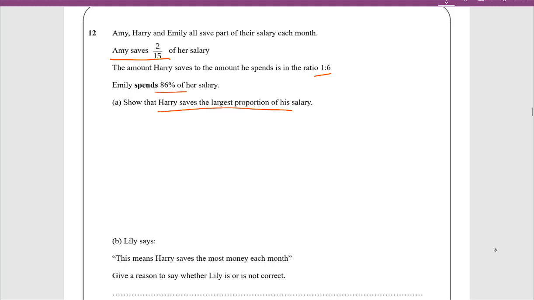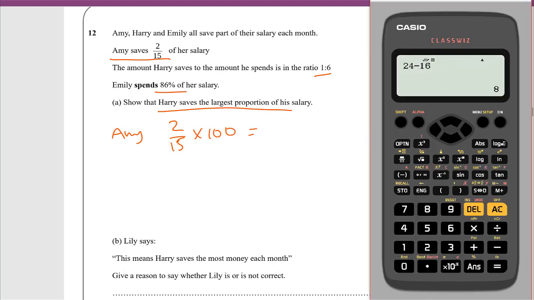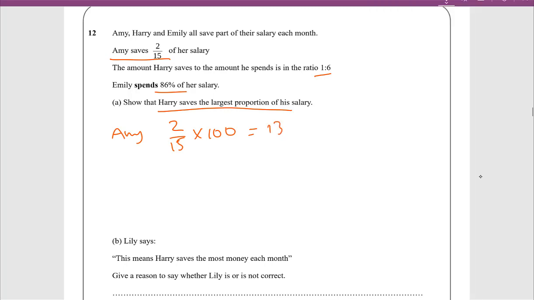So I need to find out how much they save in percentage. Amy saves 2/15 times 100. On the calculator, 2/15 using the fraction button, press the right arrow button, and then times by 100. That gives us an answer of 13.3%.